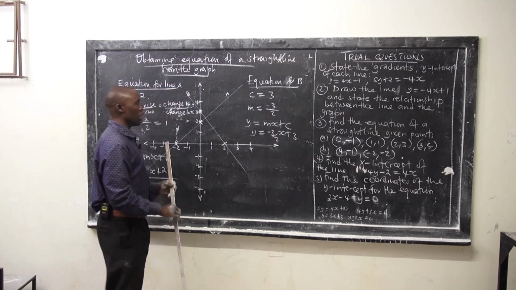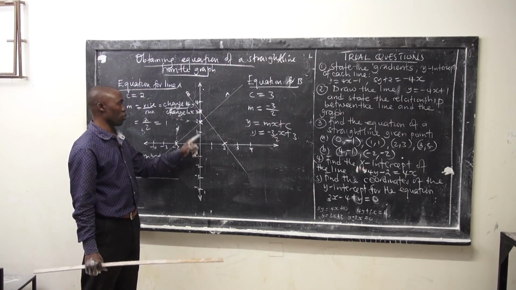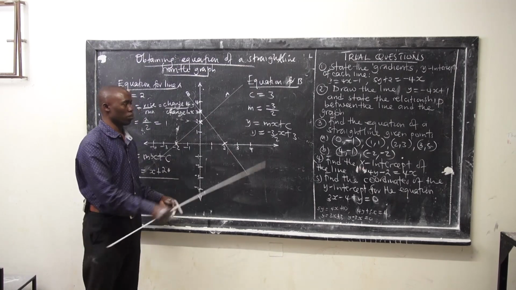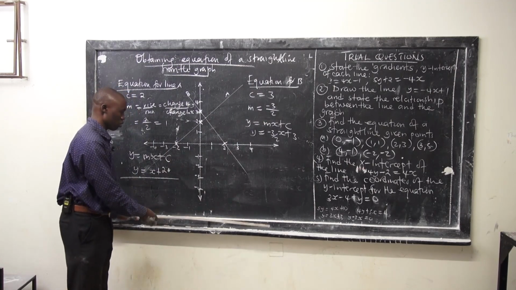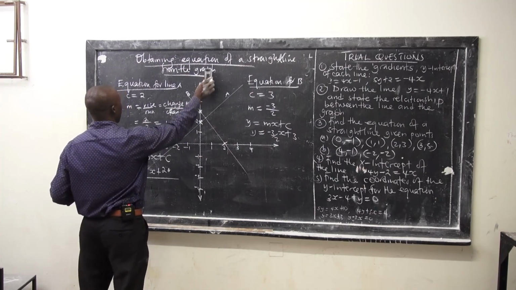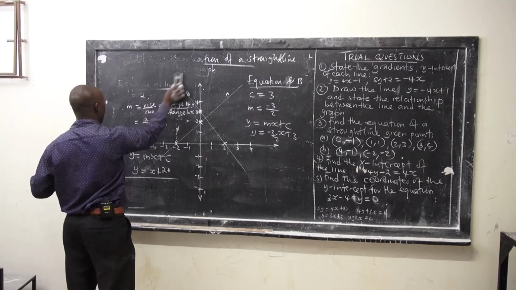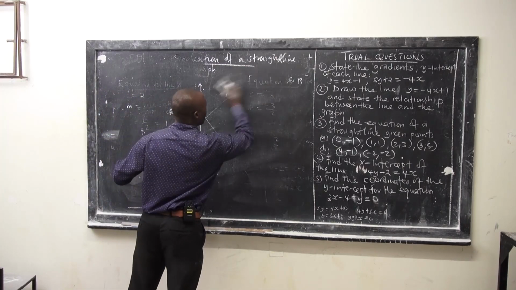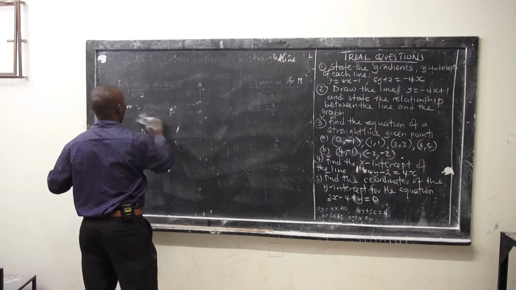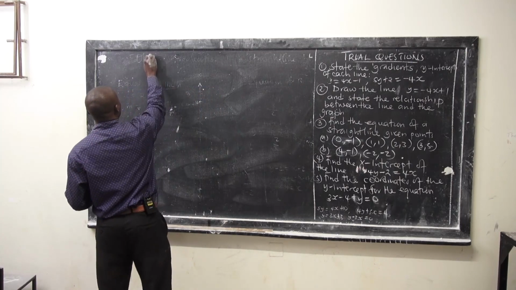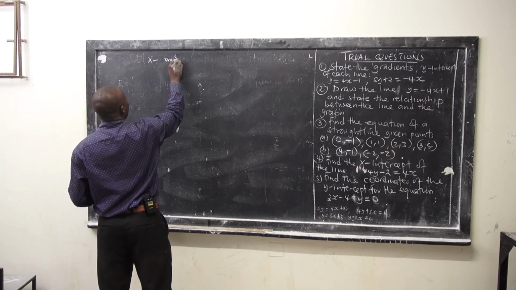So you can use two points, (0, 3) and (2, 0), to get the equation, or simply pick it by observing the graph. So let's look at the x and y intercepts. How do you get the x and y intercepts?